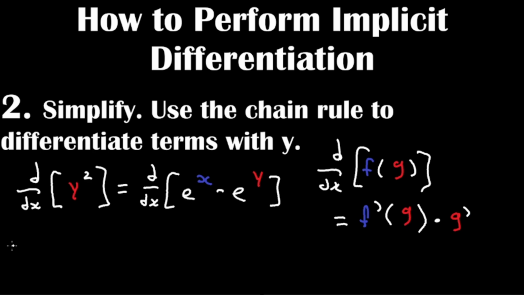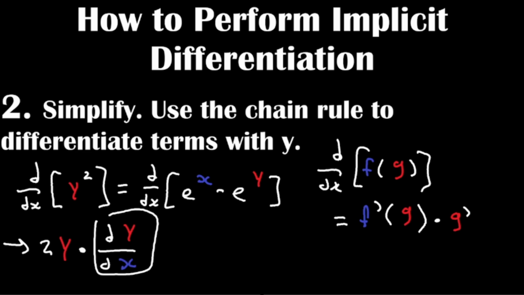So by the chain rule, we need to take the derivative of the outside function. That would be 2x, but we're going to replace that x with y, because y is our inside function. So 2 times y, multiplied by the derivative of the inside with respect to x. Well, that would be dy/dx. And remember, this is what we want to solve for at the end.